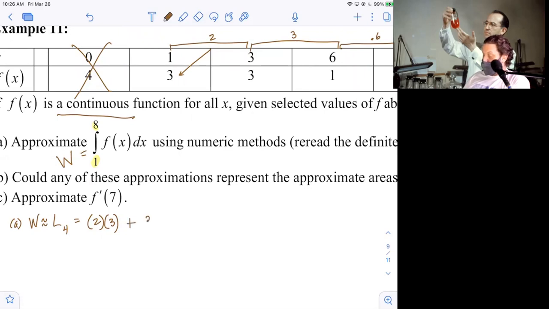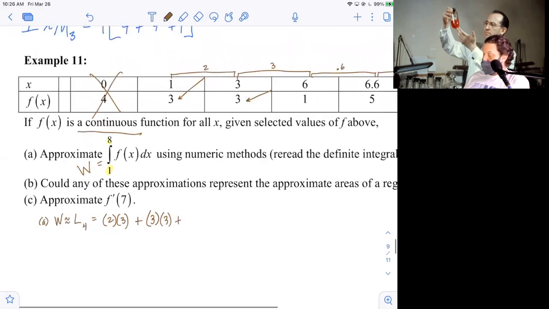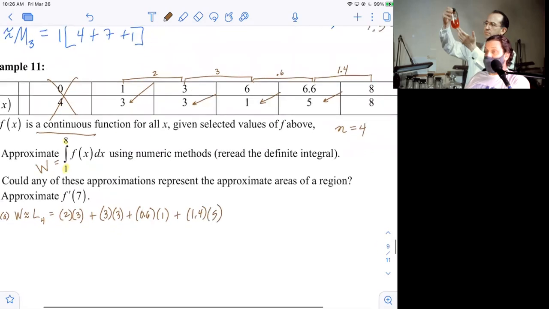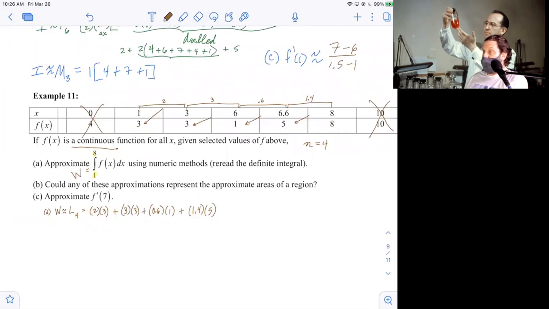Plus, the next width is 3 times the y value to the left, which is the other 3, plus the next width of 0.6. And it could be helpful to draw these lines to the left, times 1, plus the width 1.4 times the y value to the left, which is 5. And again, it's still left justified. We're not using the y value of 8, which is on the right end.